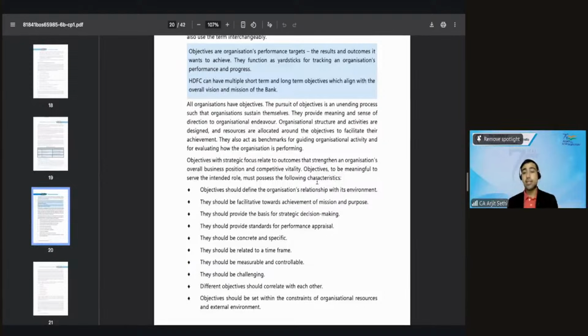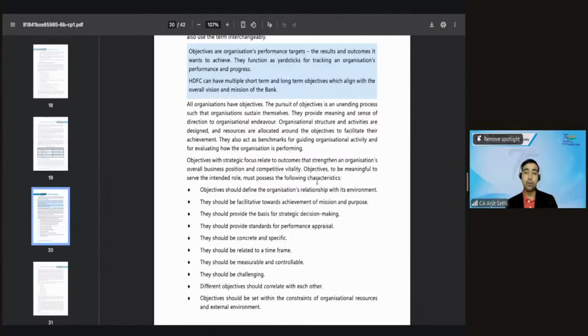On your screen, they should be time specific, they should be concrete, they should provide strategic decision making support, they should provide a standard for performance appraisal. Okay, they should define organization's relationship with its environment. They should be challenging, they should be measurable and controllable. Different objectives should correlate with each other, and objectives should be set within the constraints of organizational resources and external environment.